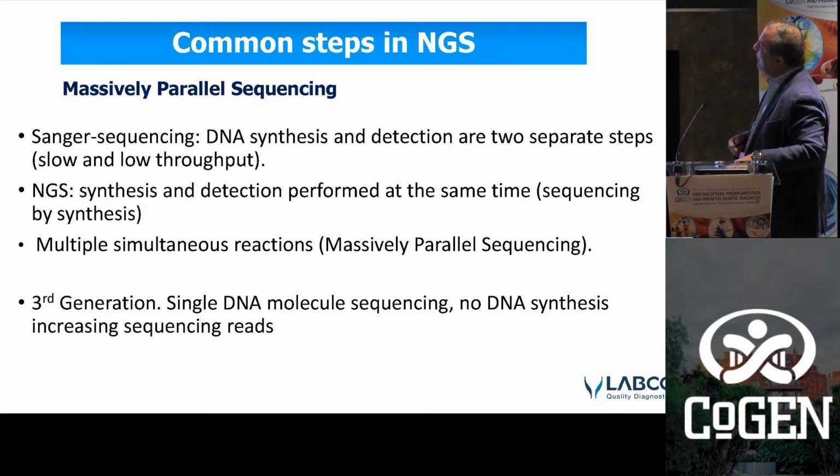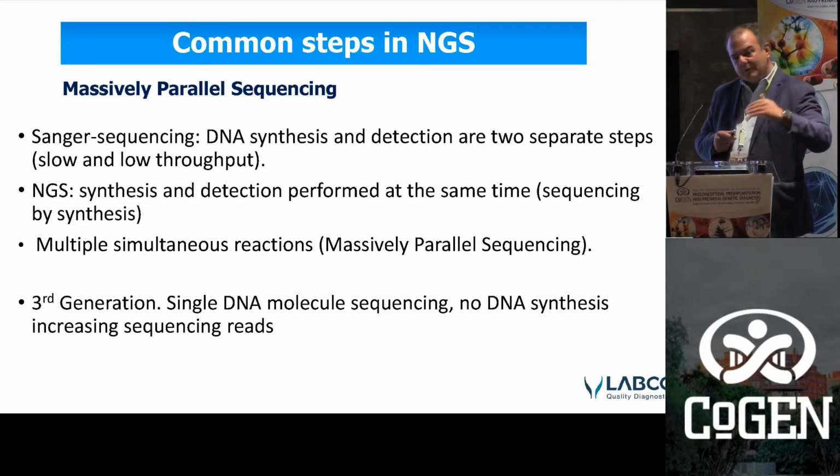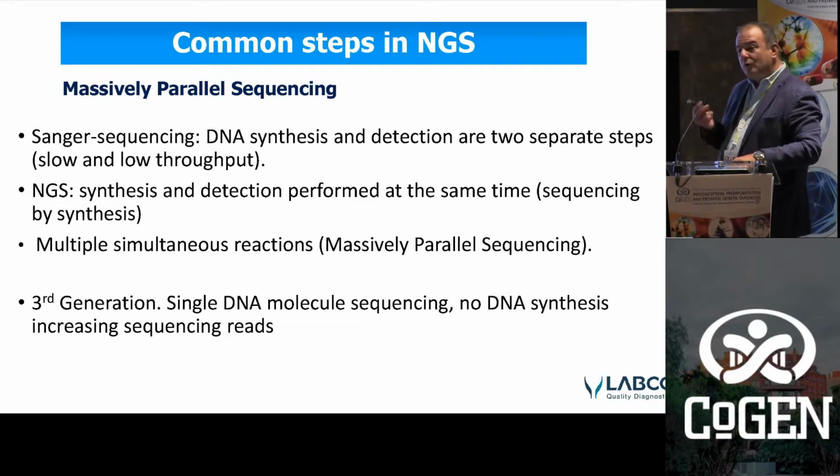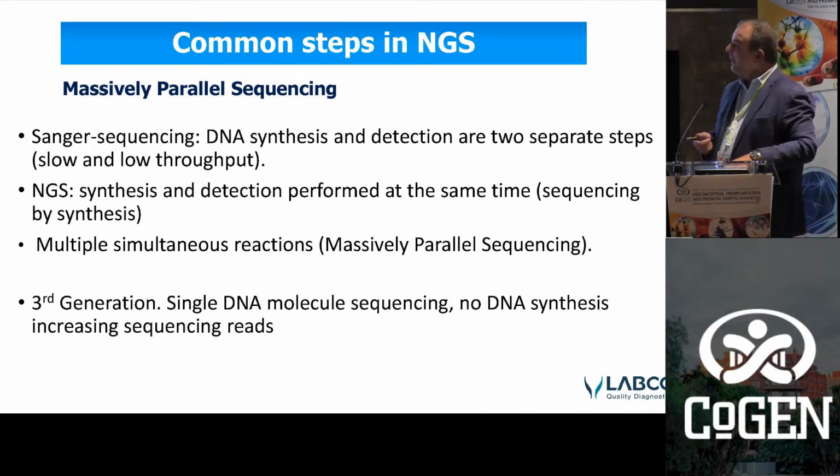So the common step in all these next generation sequencing approaches, well, the first difference with Sanger sequencing is that in Sanger you first have to do a sequencing reaction and then a detection, which is usually done by capillary electrophoresis. So these are two separate steps, which of course compares with NGS, where both are performed at the same time, so it's faster and can produce more data in the same time frame.